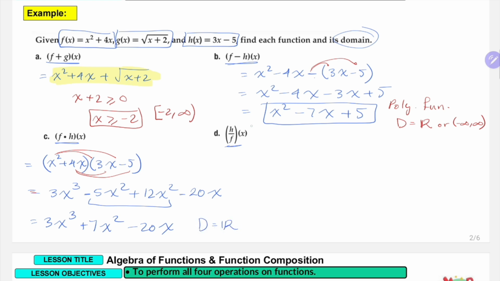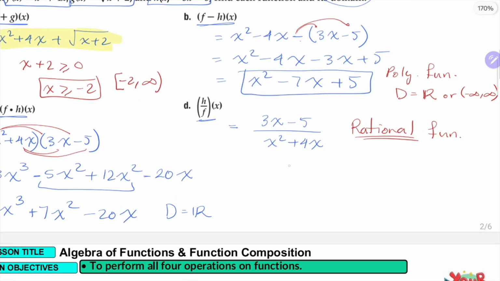The last example here is to divide h by f. So h is 3x minus 5 on the top, and f is x squared plus 4x. This is a rational function, and the domain of a rational function is all real numbers except the zeros of the denominator. So here the denominator is x squared plus 4x. I set it equal to 0 so I can find the values of x that I should exclude. Here I can solve it by factoring or using the calculator.